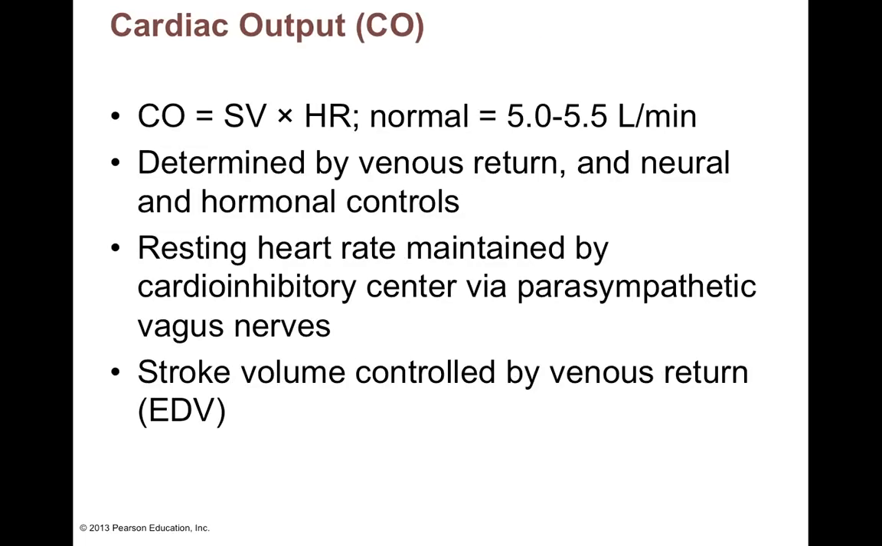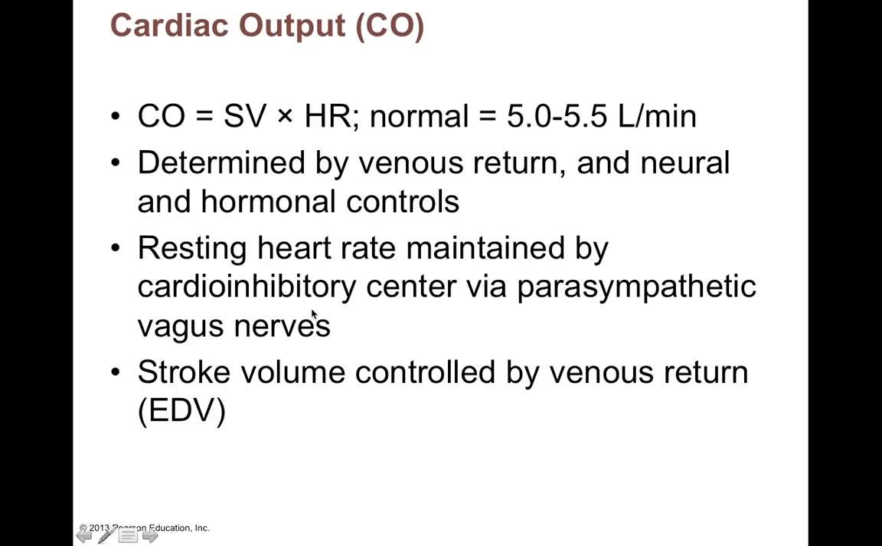Okay. Cool. So with cardiac output, you guys, we say that stroke volume times heart rate. Your normal cardiac output's like 5 to 5.5 liters per minute at rest, and it's determined by venous return and neural and hormonal controls. The neural and hormonal controls that determine cardiac output affect contractility or heart rate. We said that the positive inotropic agents that increase contractility could increase cardiac output. An example of a positive inotropic agent was glucagon, epinephrine, thyroxine. All those would increase stroke volume, which would increase cardiac output.